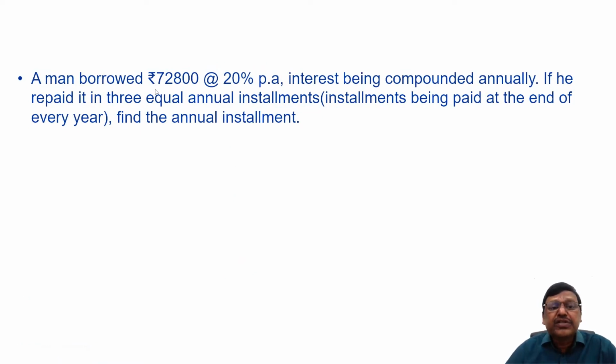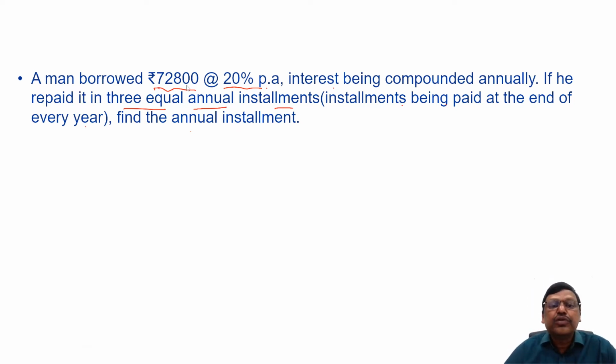A man borrowed rupees 72,800 at 20% per annum, interest being compounded annually. If he repaid it in three equal annual installments, paid at the end of every year, find the annual installment. We'll solve this question in two different ways: one using the basic concepts, the second using a formula.